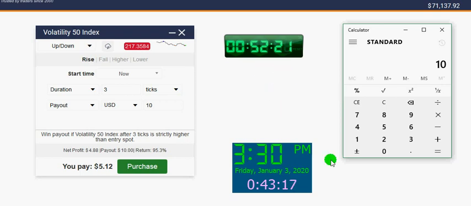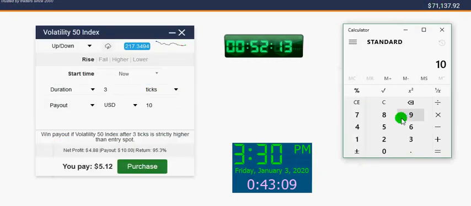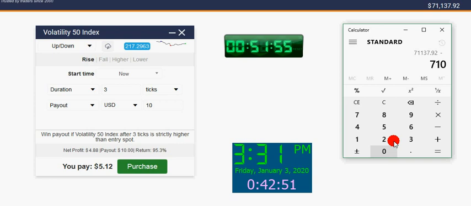So let's do the math and see what we made during this trading session. So we start with 71065.20, and we have 71137.92 minus 71065.20. So we made $72.72 in this trading session, and that's still something.